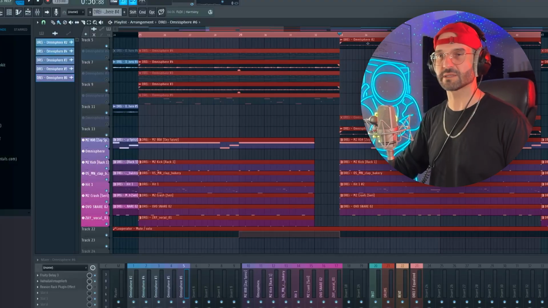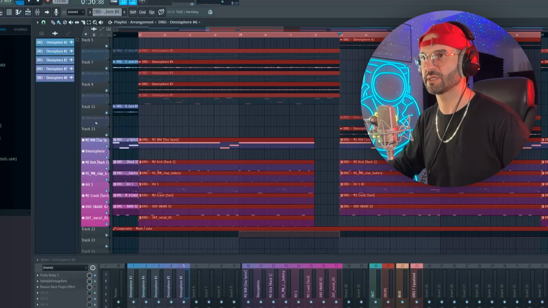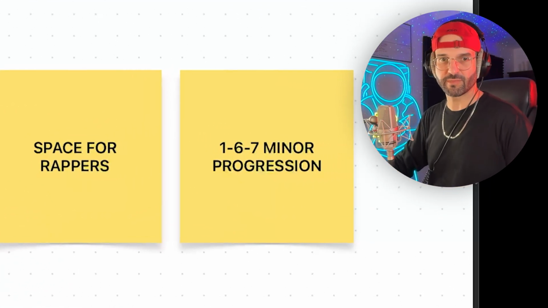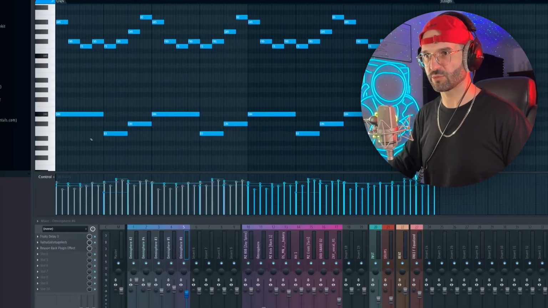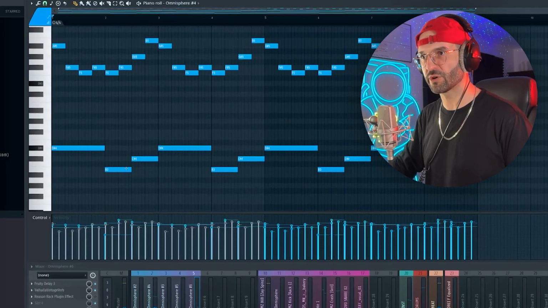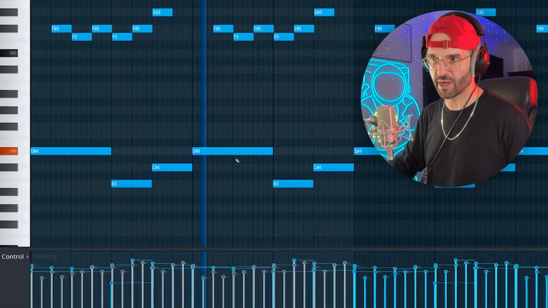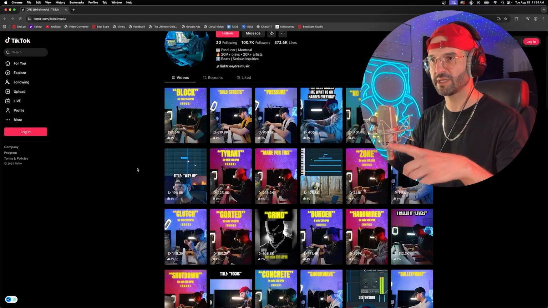It's because of that space here. Rappers can imagine themselves on this beat. We just saw that space for rappers. Now the 1-6-7 minor progression, I'm quickly going to explain what I mean, to not go too much into music theory right now. This is the root note. This is the 6-7-1. So I use these exact concepts to make a couple more beats, and I have two more that went viral.